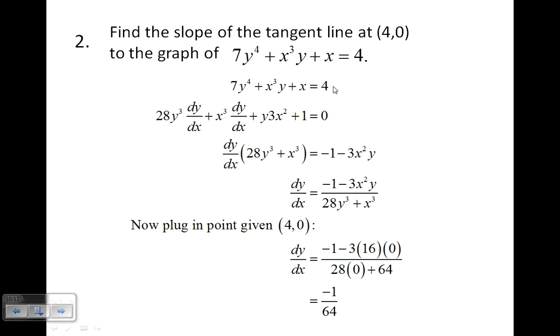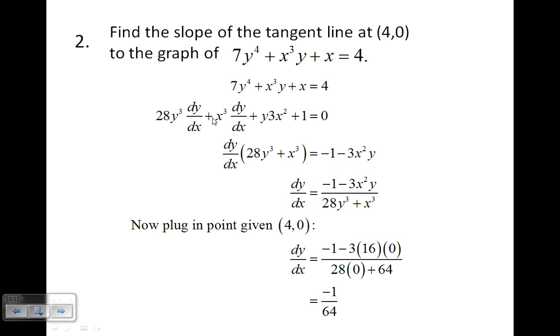Okay, so here's my equation again. Taking the derivative of the first term, this will be a 28y to the third dy/dx. Again, that's power rule. 4 comes down, 4 times 7, y to the third, derivative of y. This one in the middle, that's product rule. I have x cubed, derivative of the second term, plus the second term, derivative of the first term. And then finally, I have x, derivative of x is 1, and equals derivative of 4 is 0.